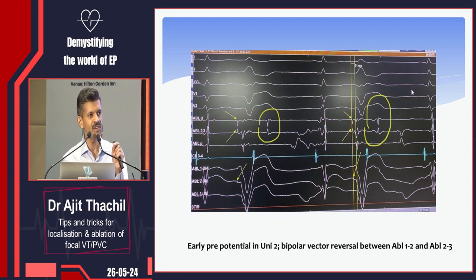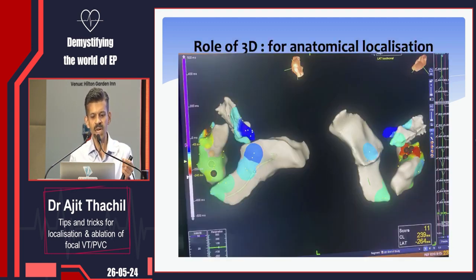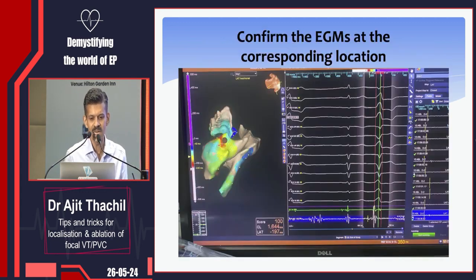So if you get that finding, then you have very precisely localized it. The role of 3D is just to anatomically tag what you've got. Don't believe the signals in 3D. Once you tag it in 3D, look at the signal that gave rise to it. This is the signal that gave rise to this point.